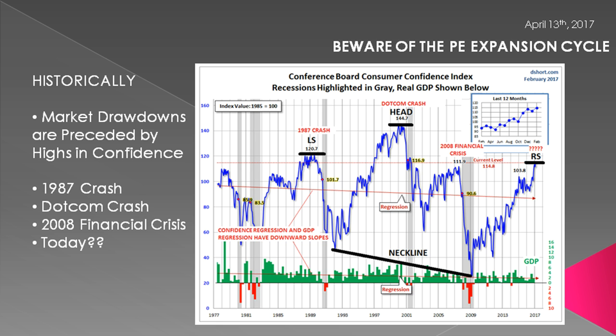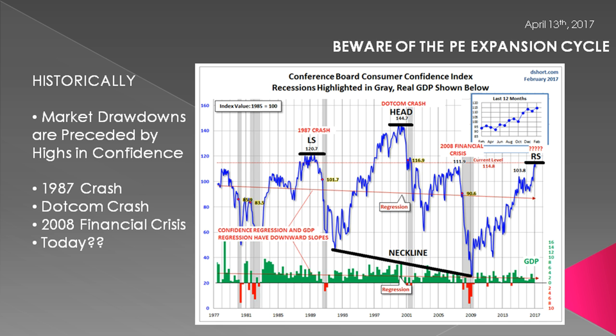You'll also notice on this chart that the long-term regression lines of both consumer confidence and the economic growth at the bottom, as represented by GDP, are steadily falling. This is extremely telling from a long-term secular standpoint.